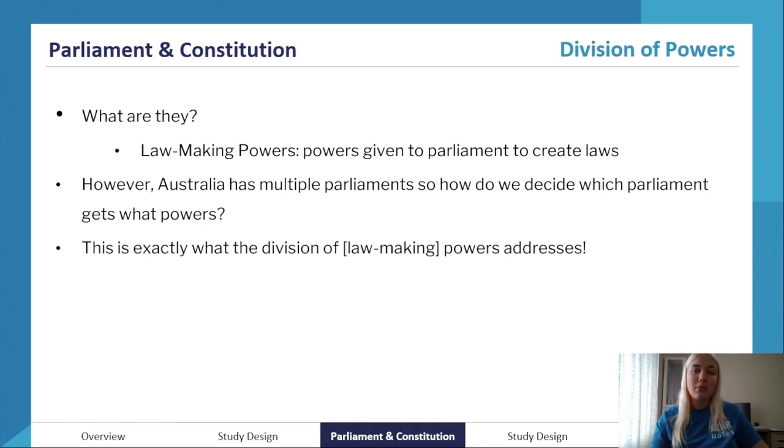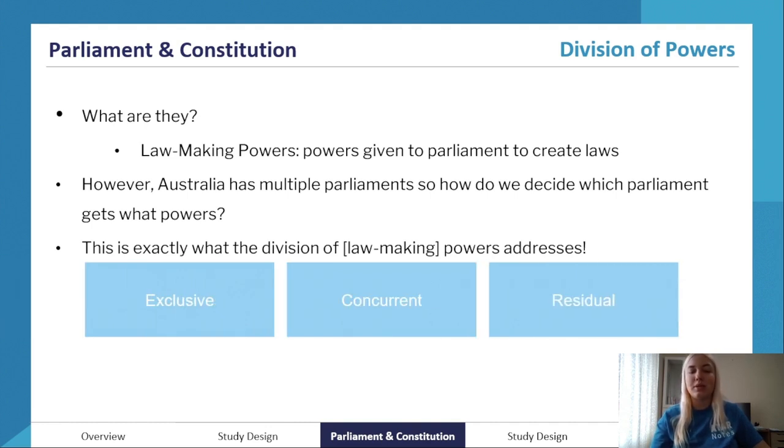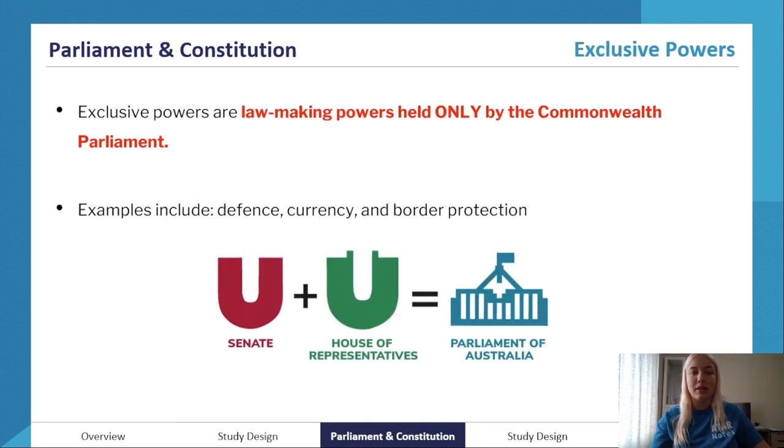Okay, so this is why we must have the division of powers to delegate all the areas in which both the states and the Commonwealth can legislate in. So these include exclusive, concurrent, and residual powers. So we need to be able to provide a definition for each and give examples.